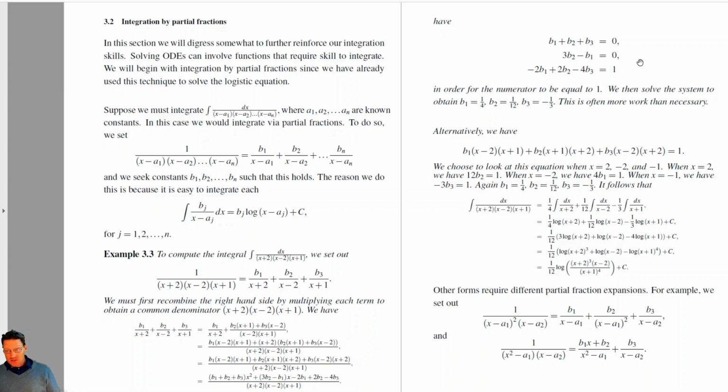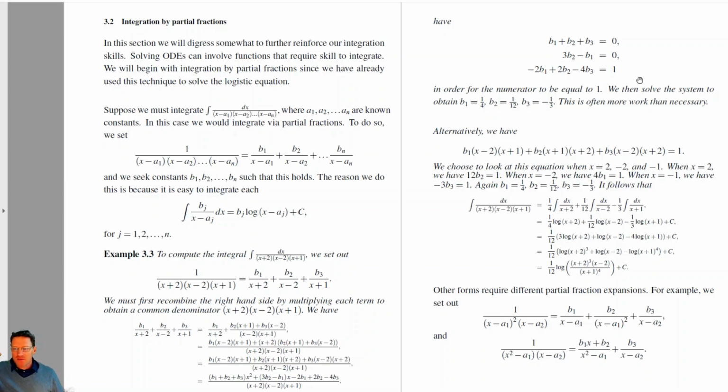So that gives us three equations which we can just solve, and you can take any approach to solve that. You can even use Cramer's method if you like, that you would have learned in Math 103. Or you can use a matrix method. It's fine. So those are easy to solve. So in this case, we get b1 is a quarter, b2 is 1/12, and b3 is minus a third.